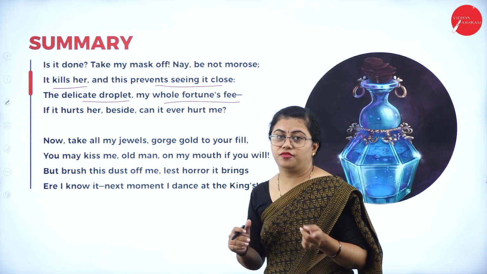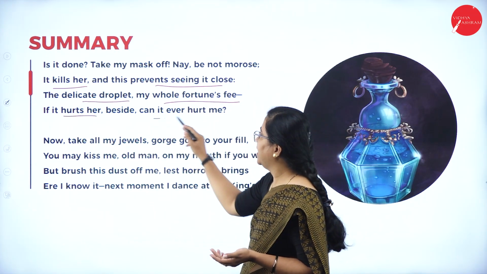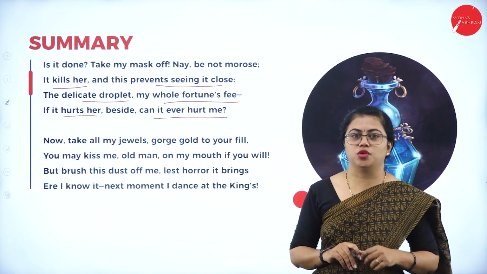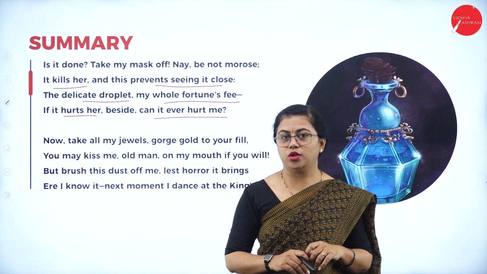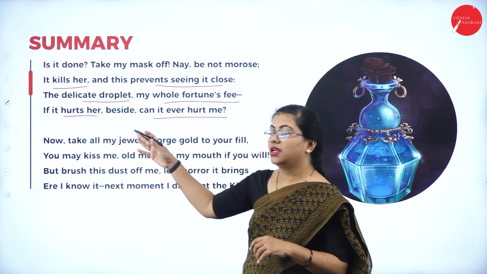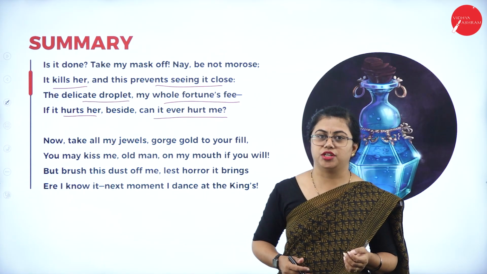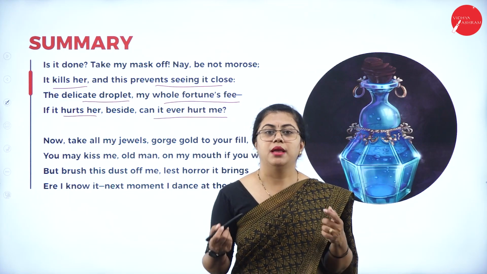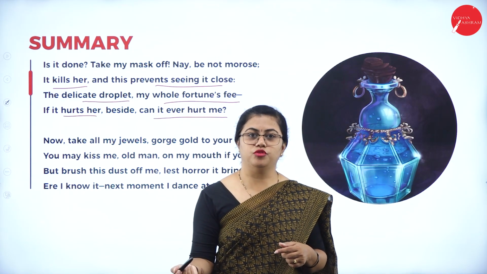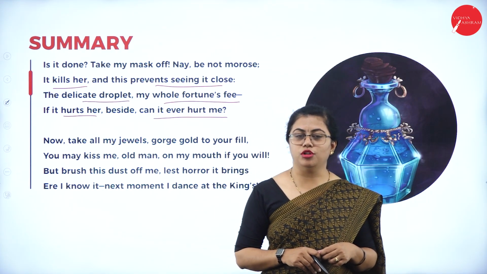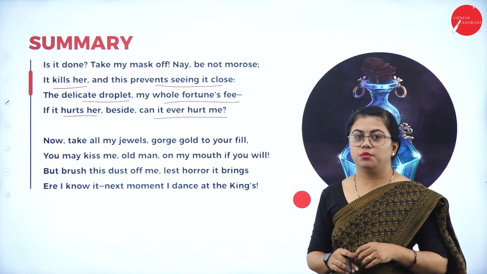If it hurts her, if this poison is hurting her or if the situation is hurting her, beside, can it ever hurt me? It will hurt me also, isn't it? Whenever you are doing something, you are not free from the consequences of whatever you are doing. Here she is killing somebody, and that will in turn affect her. Here she is actually referring to the poison, but between the lines, if you read, any harm you do to others will actually harm you also. So this way she is trying to say that it is going to hurt me also.